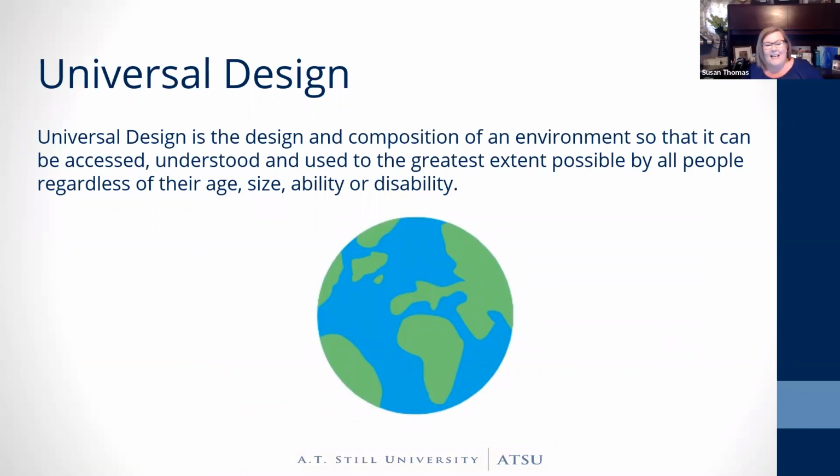Speaking of flexibility and letting them choose how they display their knowledge of a topic, let's talk a little bit about universal design. According to the Center for Excellence in Universal Design, which we commonly refer to as UDL, it is the design and composition of an environment so that it can be accessed, understood, and used to the greatest extent possible by all people, regardless of their age, size, ability, or disability. An environment should be designed to meet the needs of all people who wish to use it.